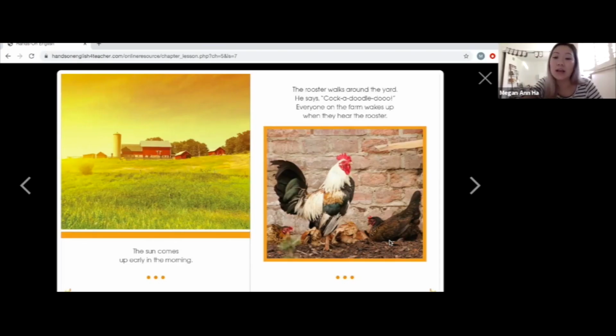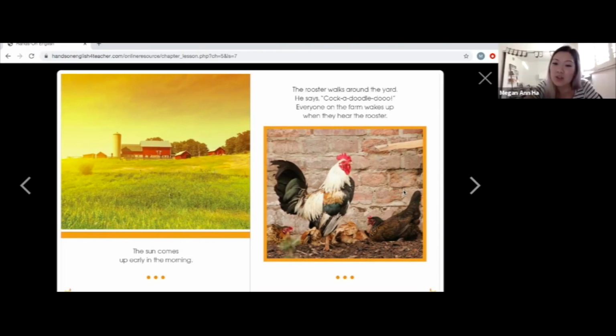Pictures really quickly and then we'll read it. So we're going to try to guess what's going on in the book by looking at the pictures. So what's going on in this picture? It's the sun and it's coming up in the morning. That's right. What do you think these chickens are doing? Laying eggs. Yeah, they could be laying eggs.